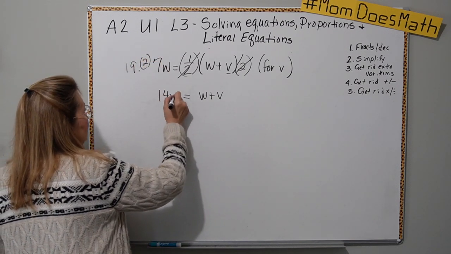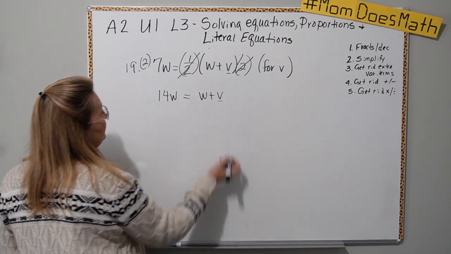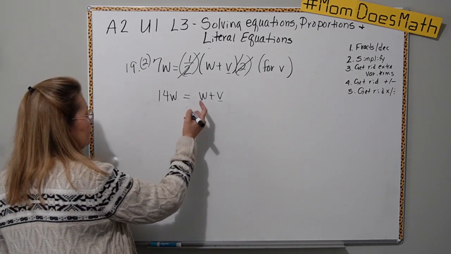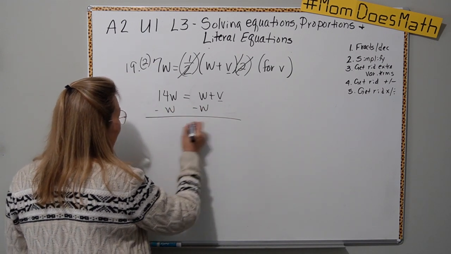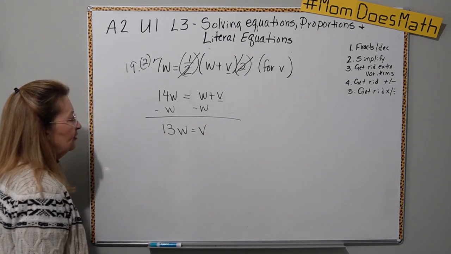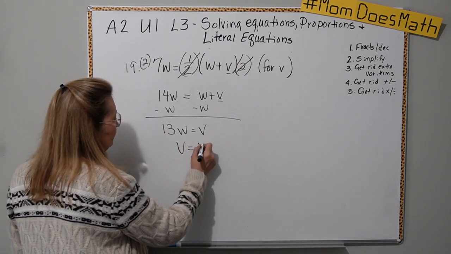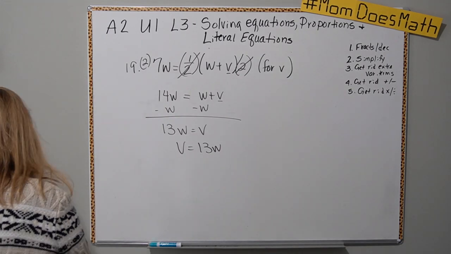So now I have 14W. All right, remember I'm solving for V. What's attached to the V? The W. So I'm going to subtract W from each side. So now 13W is equal to V. And like I said, you can flip that to put that on the left and have V equals 13W.